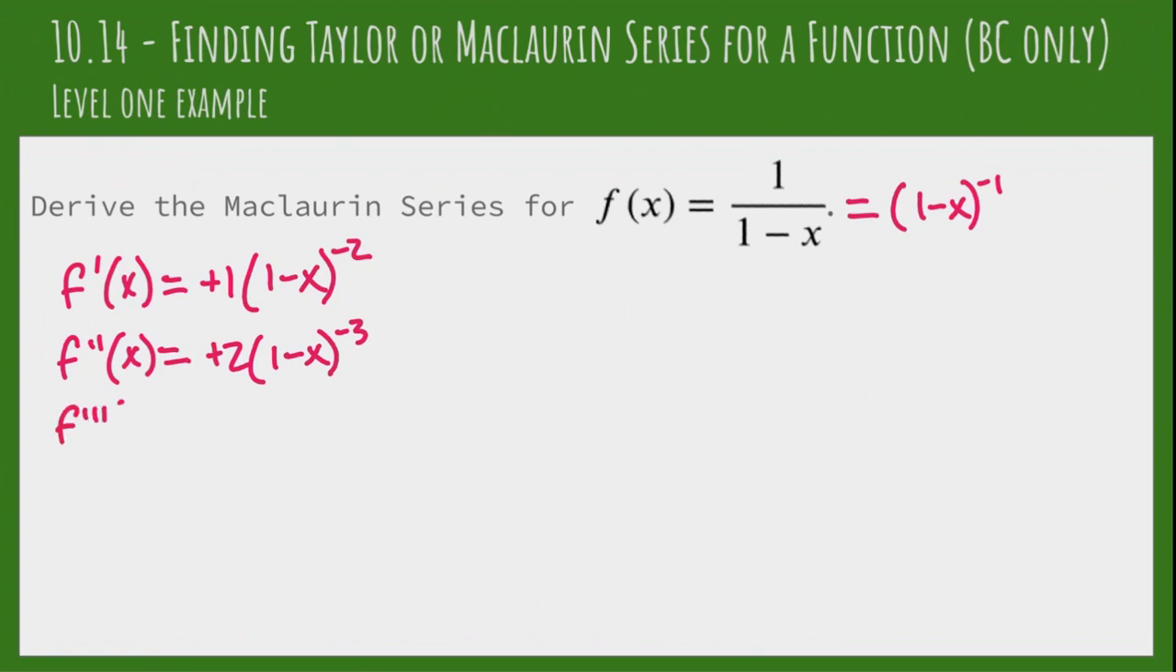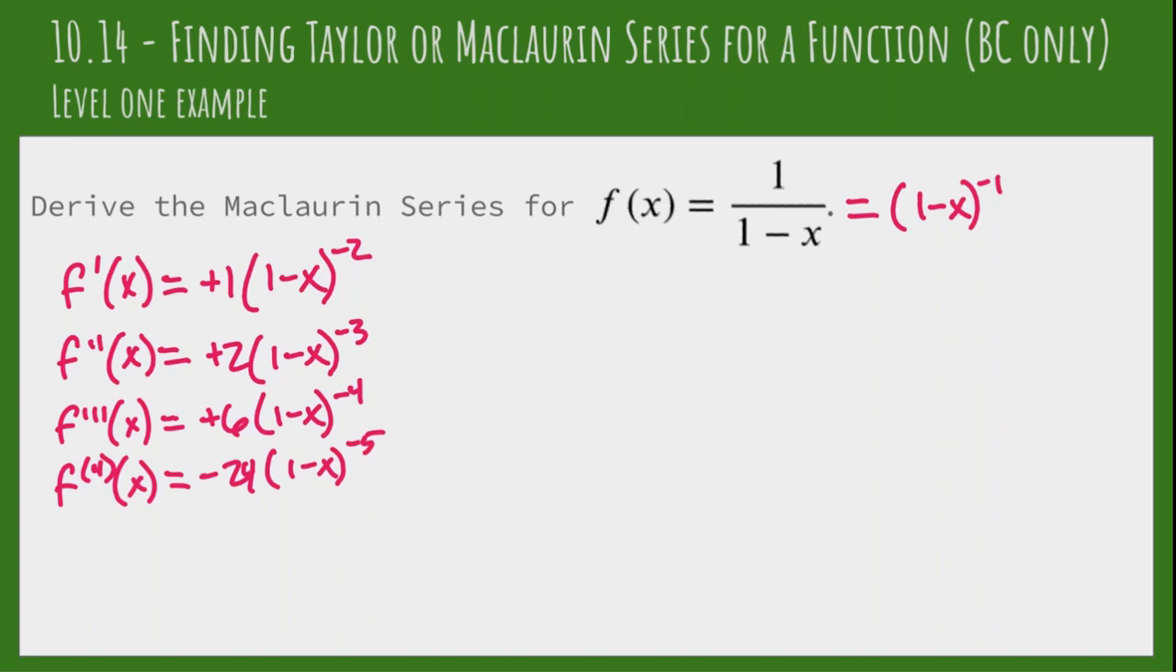Third derivative, we're going to have negative 3 times 2, which is negative 6, times 1 minus x to the negative 4, and then chain rule, multiply by negative 1. One more here. I think this will be enough to establish a pattern. So this is going to be negative 24, 1 minus x to the negative 5th. And then that is going to keep going. Sorry, we have to multiply that by negative 1 also.